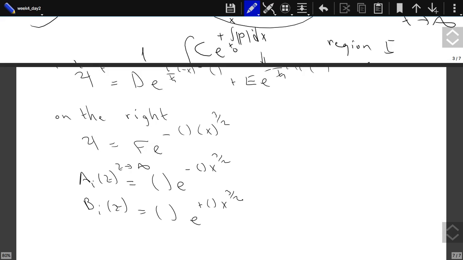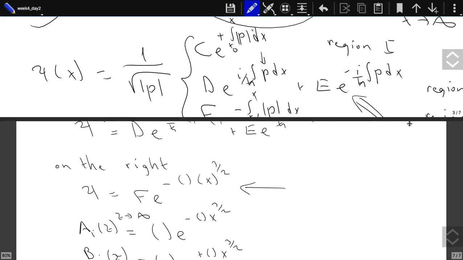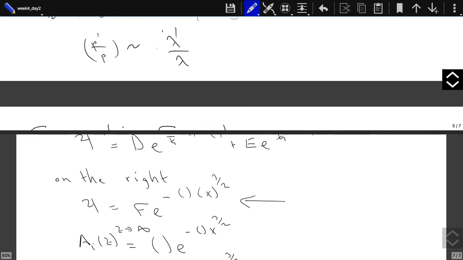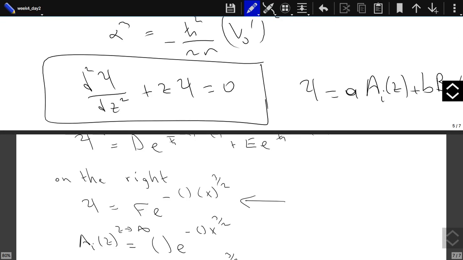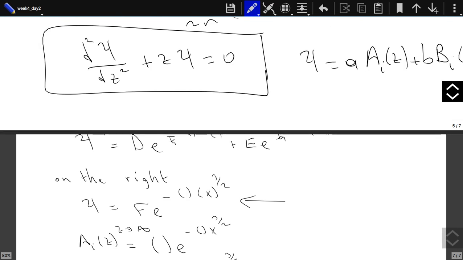Okay, so one thing that we know is that the solution on the right has this form. So if the solution has that form, I can say that the coefficient of Bi should be 0. That tells me that in the matching solution, here we have our matching solution, B is 0, just by matching it on the right.